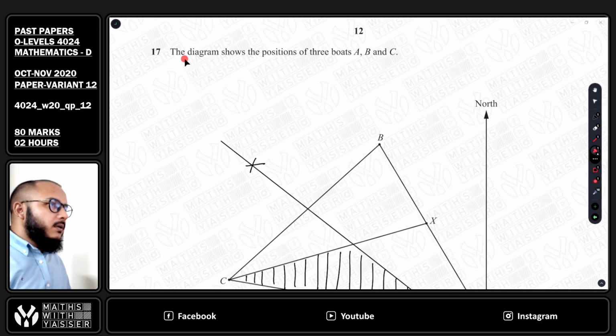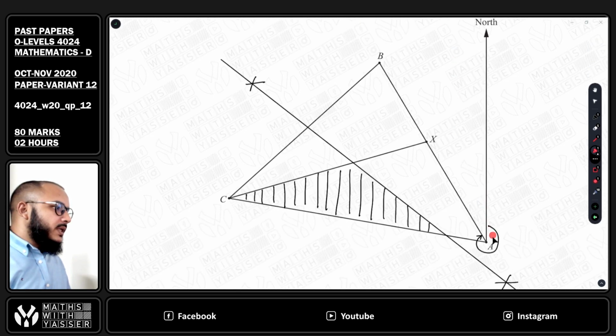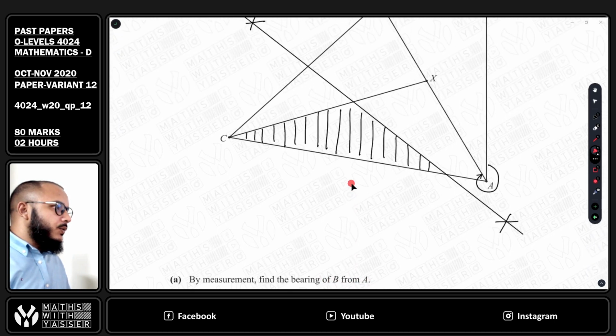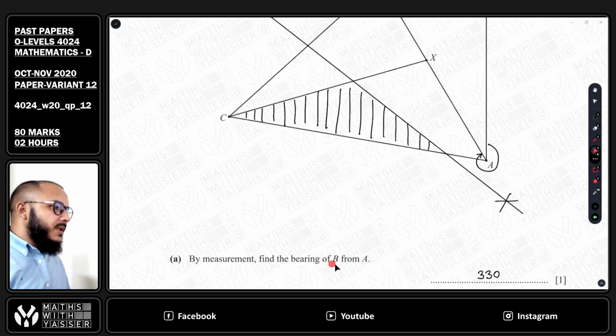Question number 17. The diagram shows the positions of 3 boats A, B, and C. So these are the 3 boats A, B, C. By measurement, find the bearing of B from A. So for this question, since it says bearing of B from A, the angle will be starting from here up to here.